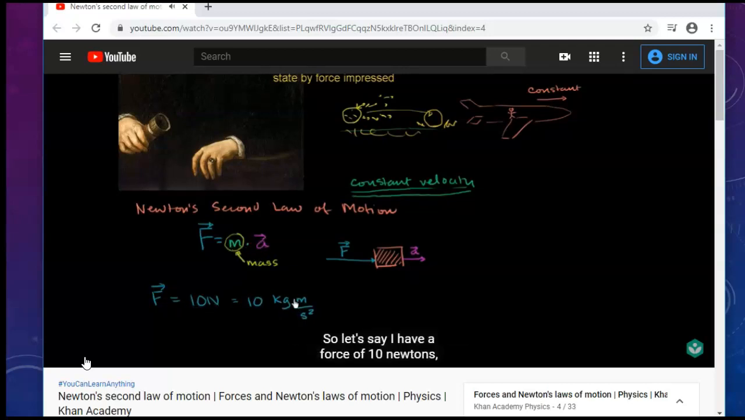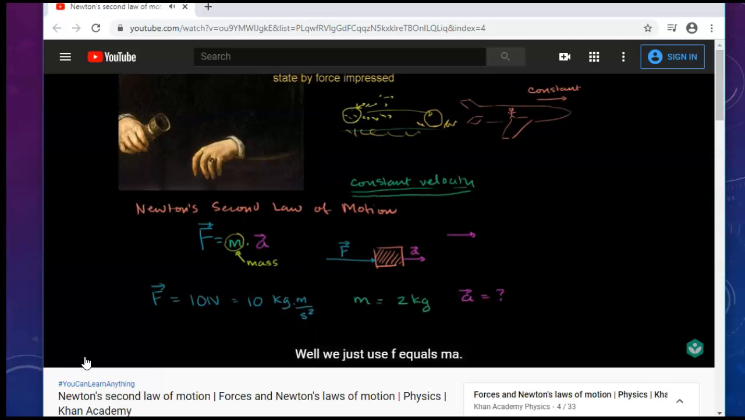So let's say I have a force of 10 newtons, and it is acting on a mass. Let's say that the mass is 2 kilograms, and I want to know the acceleration. And once again in this video, these are vector quantities. If I have a positive value here, we're going to make the assumption that it's going to the right. If I had a negative value, then it would be going to the left. So implicitly, I'm giving you not only the magnitude of the force, but also the direction. I'm saying it is to the right because it is positive. So what would be the acceleration?